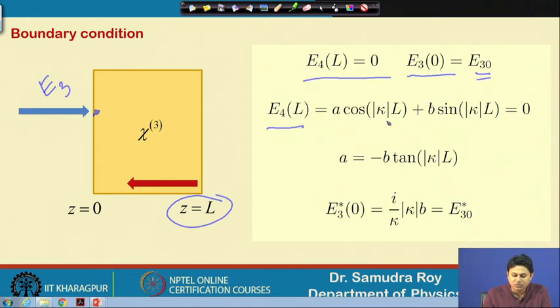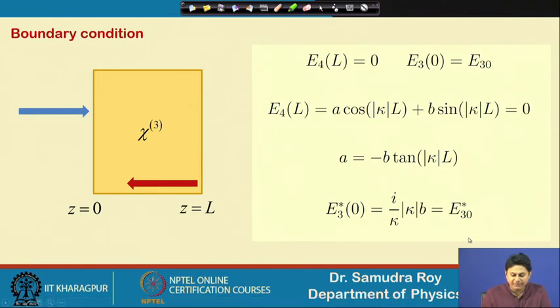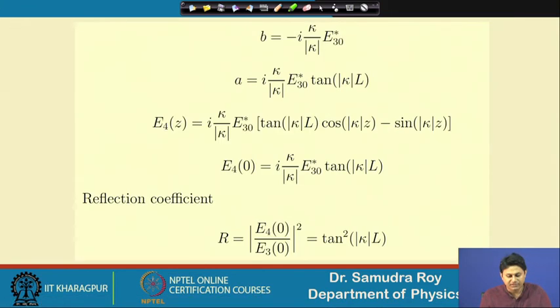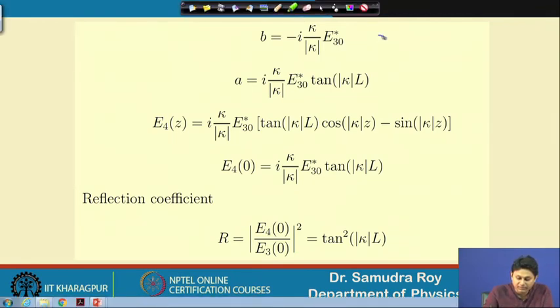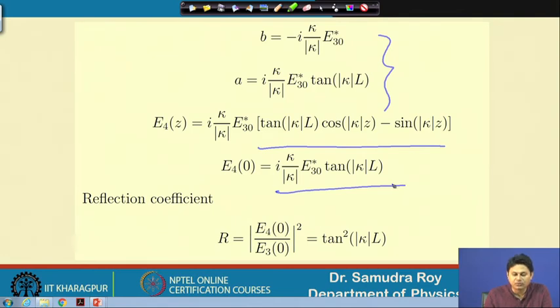If I put z equal to L, then we have a relationship, and this relationship suggests that A equal to minus B tan of mod of kappa L, and E3 0 is also this quantity. Well, once we have the relation of A and B, which we derived in the last slide, I can write E4 in total. I just replace A and B and write the total equation of E4. Also, we know what is E4 0.